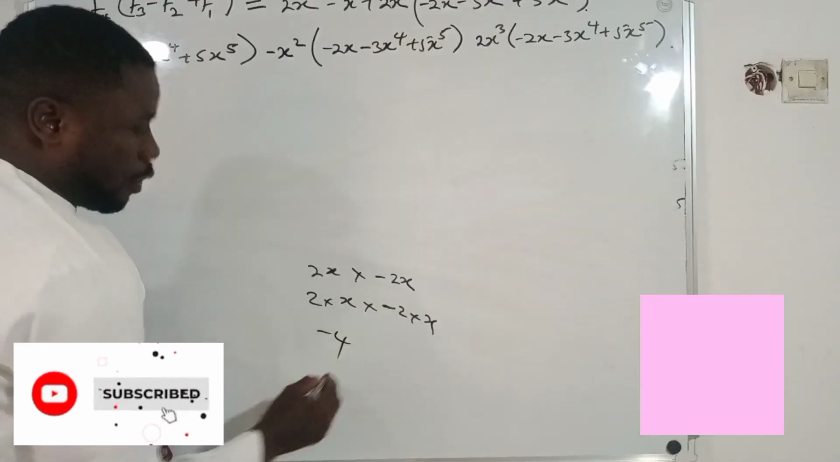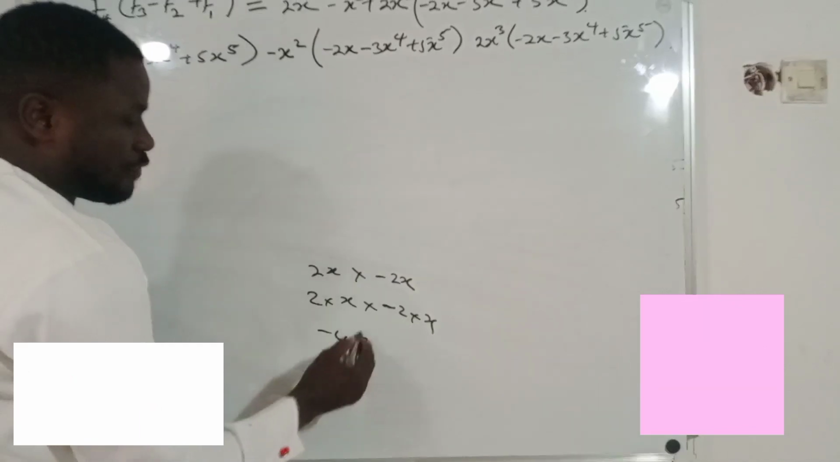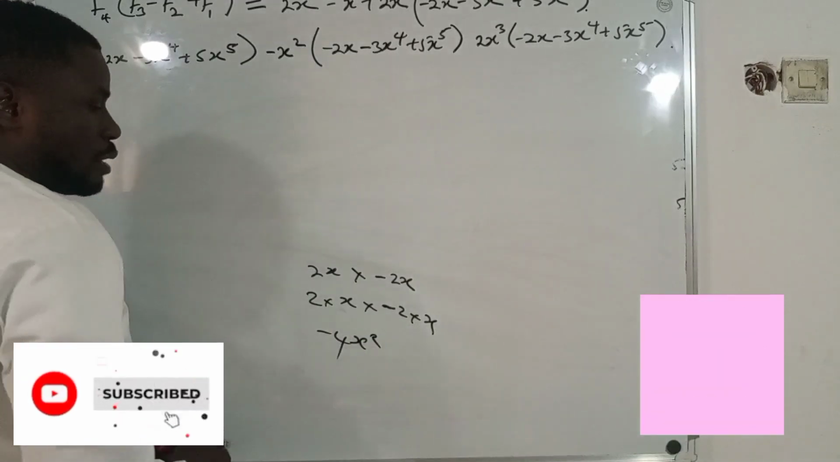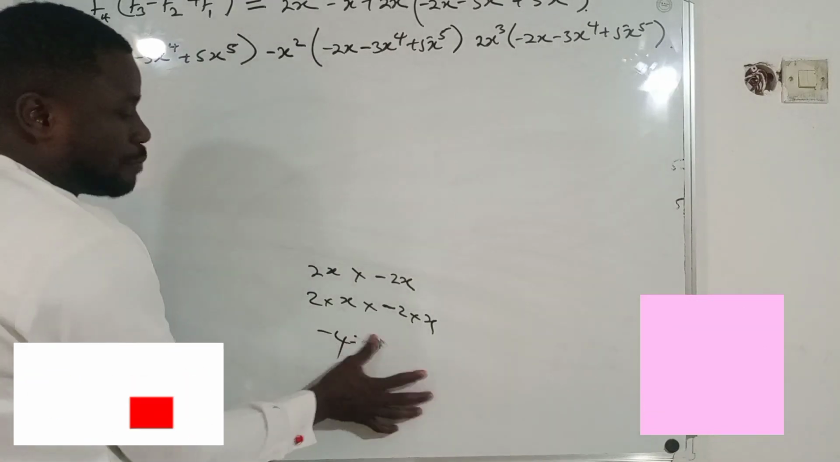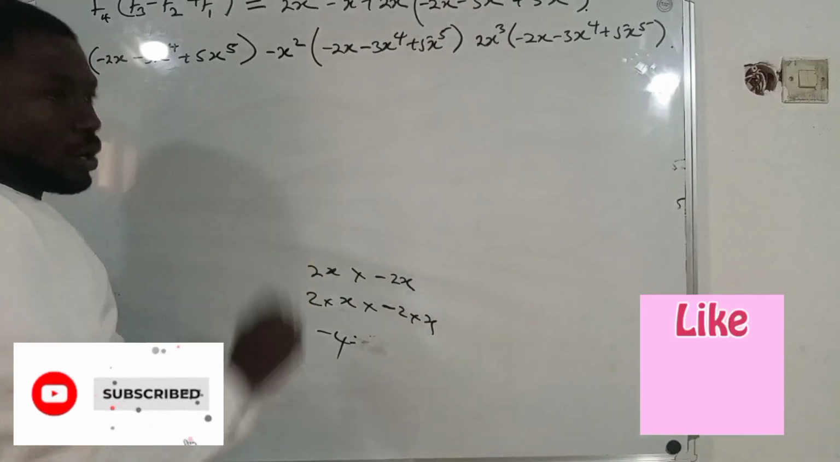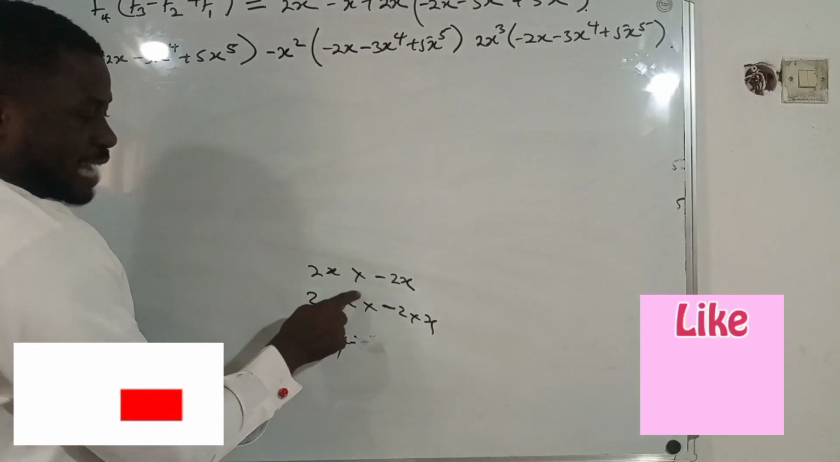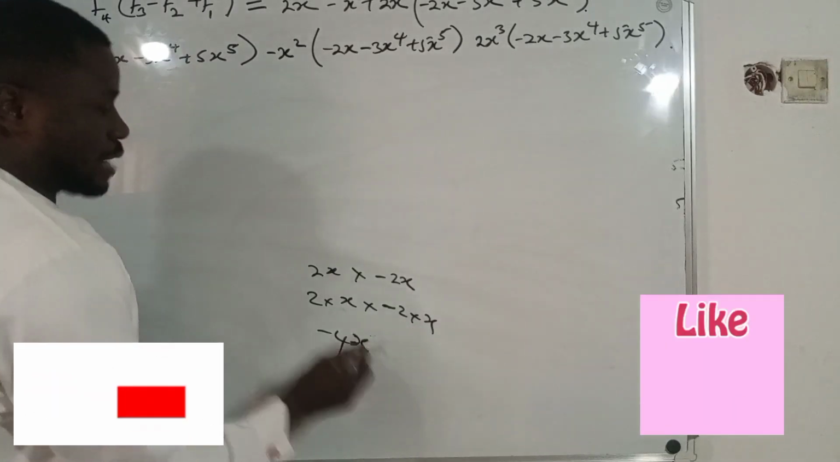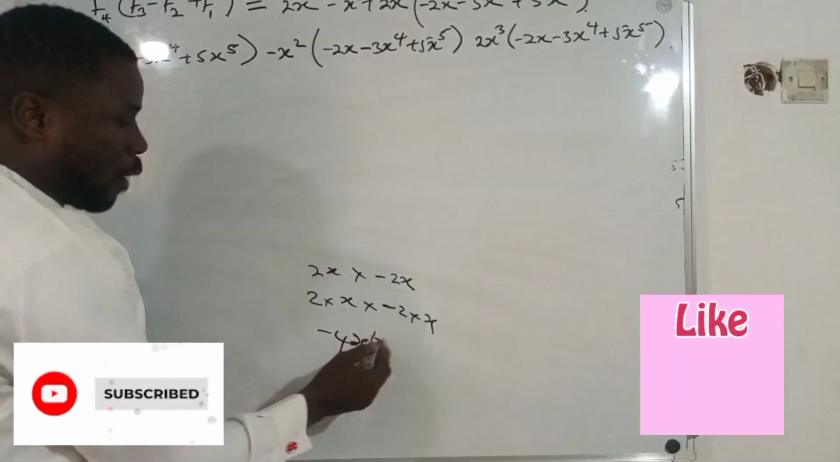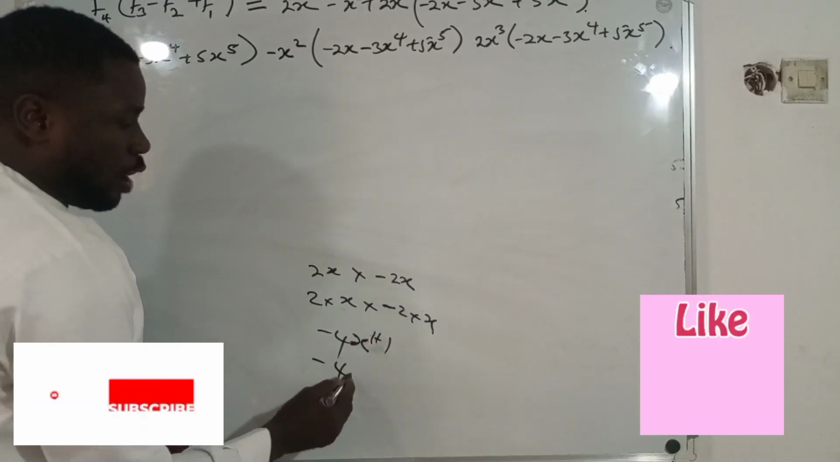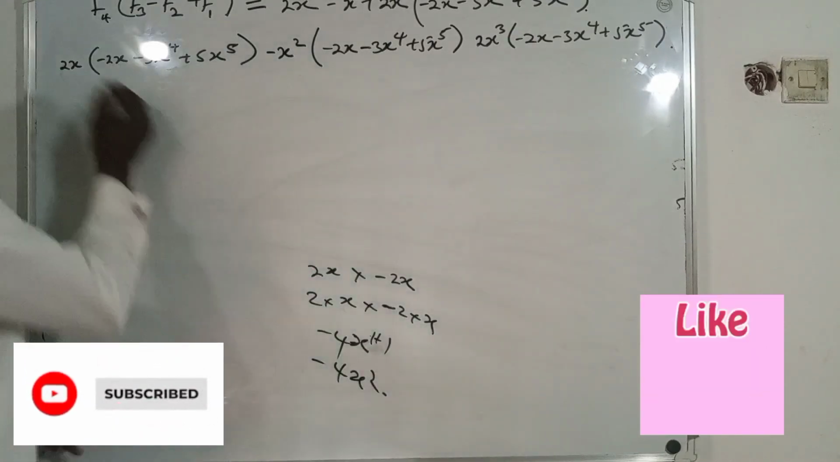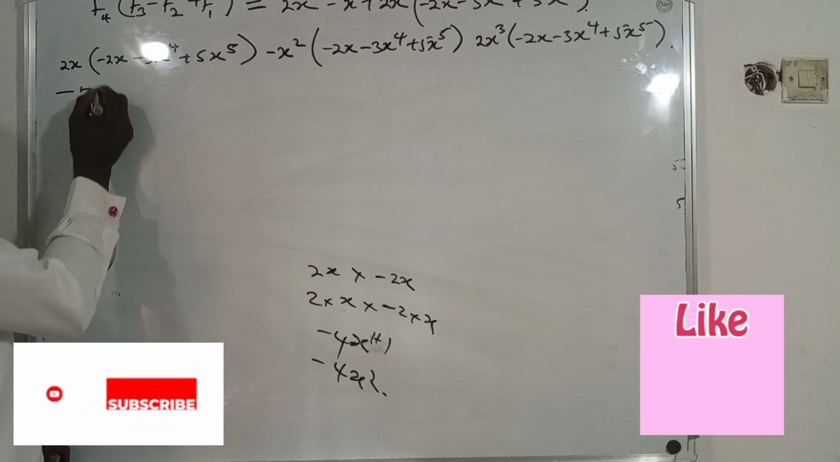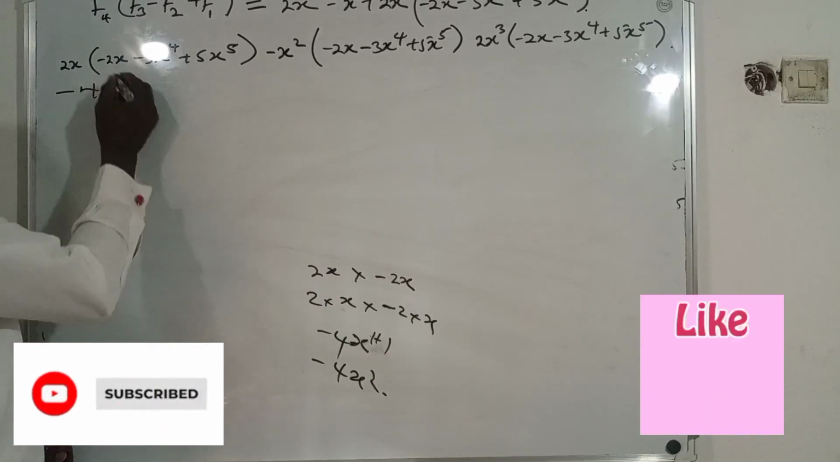That will give you minus 4. Then the x times x will give you what? x squared. What we have done for the x is that, remember indices, because that's what you apply to all of them. Now indices, this x is raised to power 1, this x is raised to power 1. So you take only one of the x, the powers are added. It becomes 1 plus 1. So that will be minus 4x raised to power 2. So 2x times this will give us minus 4x to the power of what? 2.